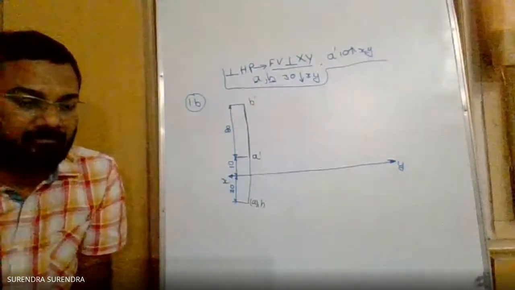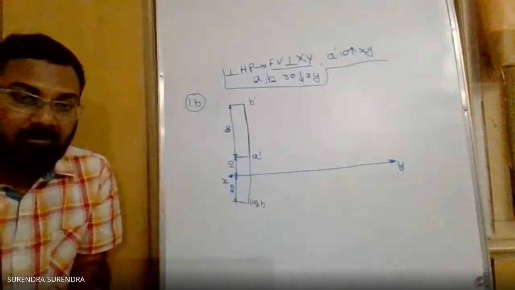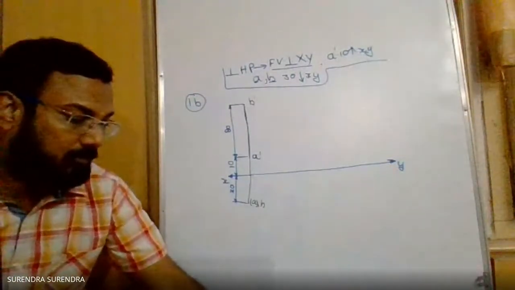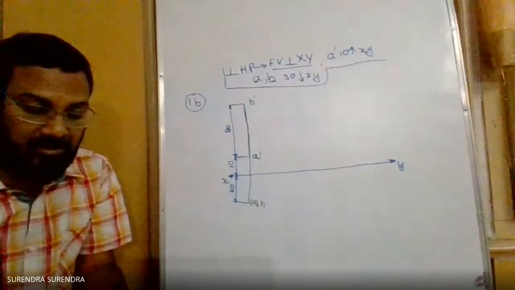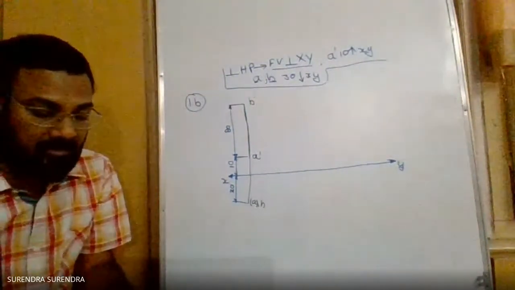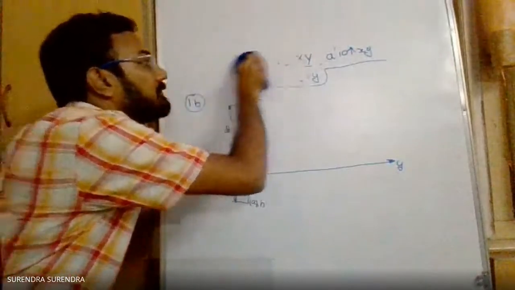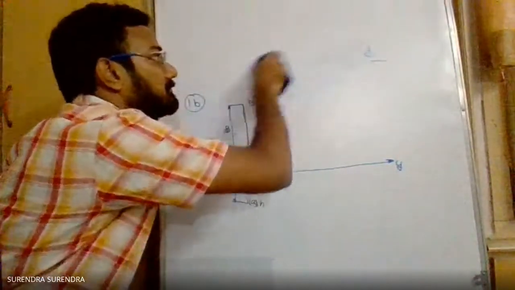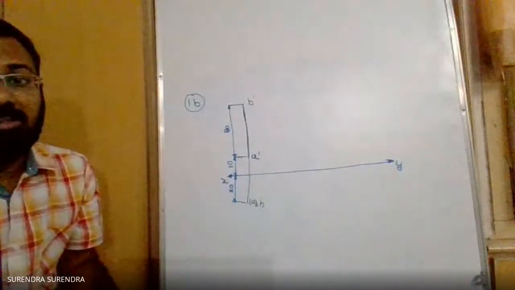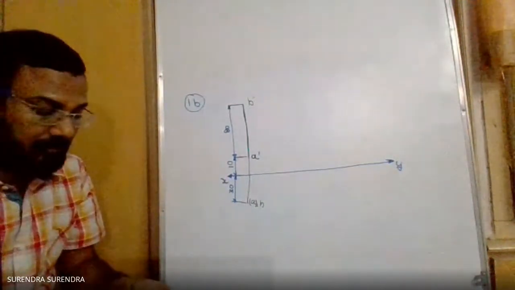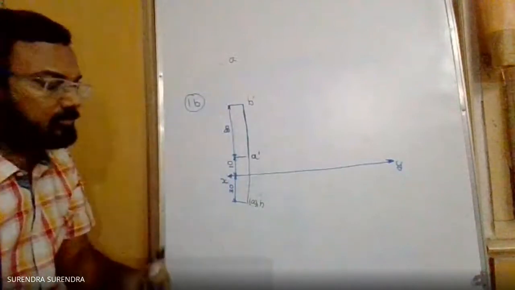The line is perpendicular to the vertical plane. Perpendicular to the vertical plane means the relation is always shown in the top view. Vertical plane relations are always represented in the top view. I'm erasing the data of the first problem. The line is perpendicular to the vertical plane, which means in the top view. Top view means A dash, B dash, or simply write it as top view for consideration.